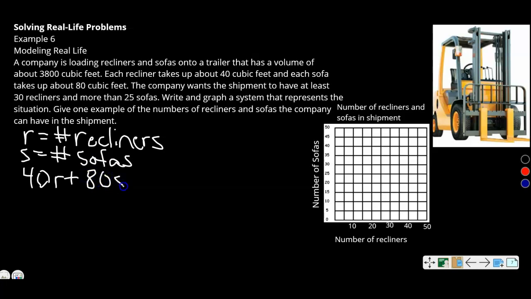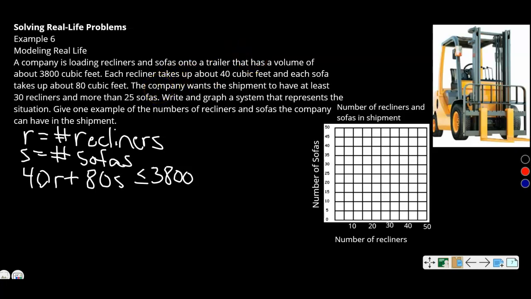So 80 times S. So we know that together the recliners and the sofas cubic feet have to be less than or equal to 3,800. Again, that's because that's how much volume is on the trailer. Anything more than that's not going to fit in the trailer.